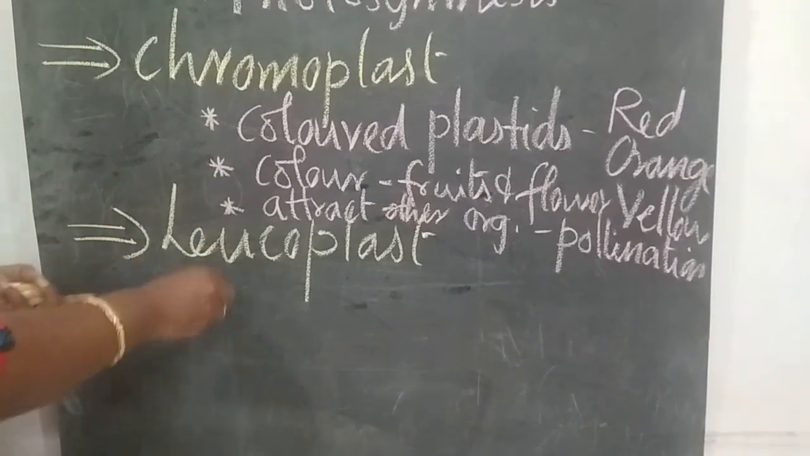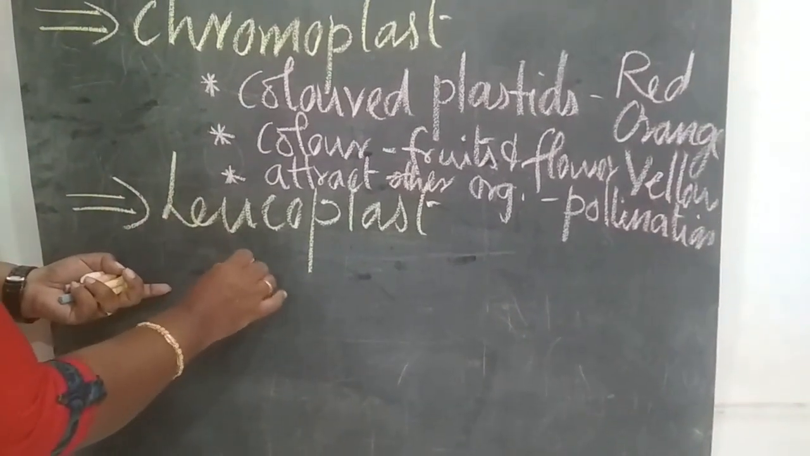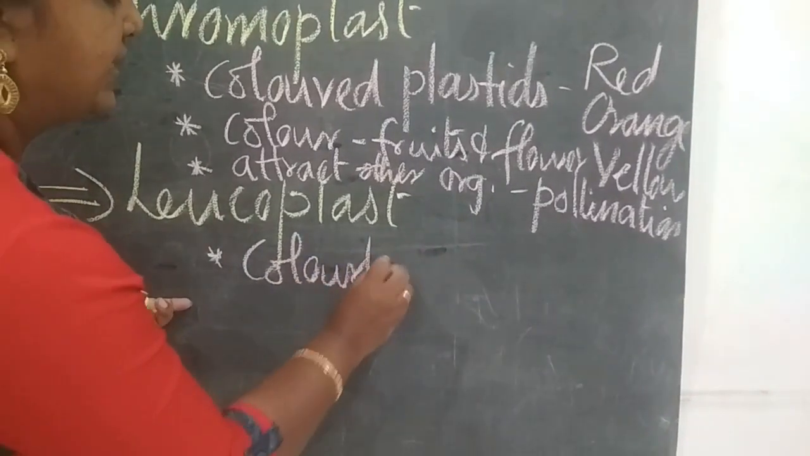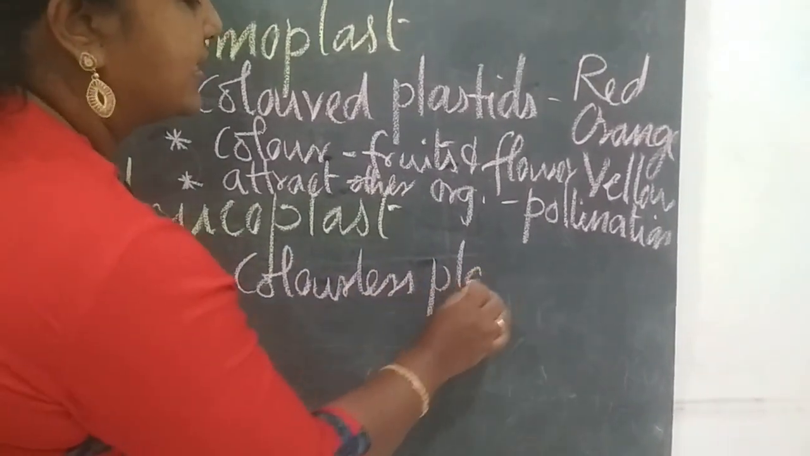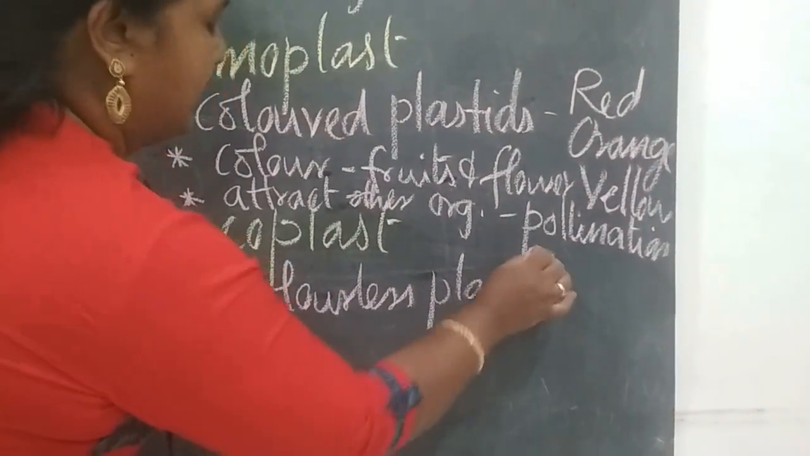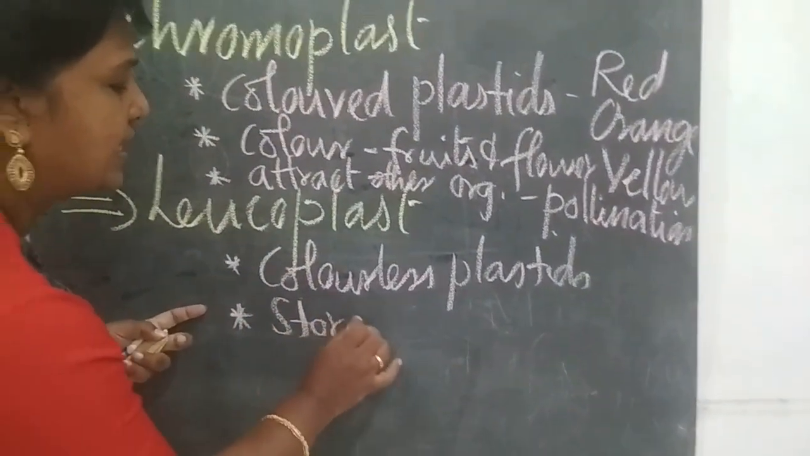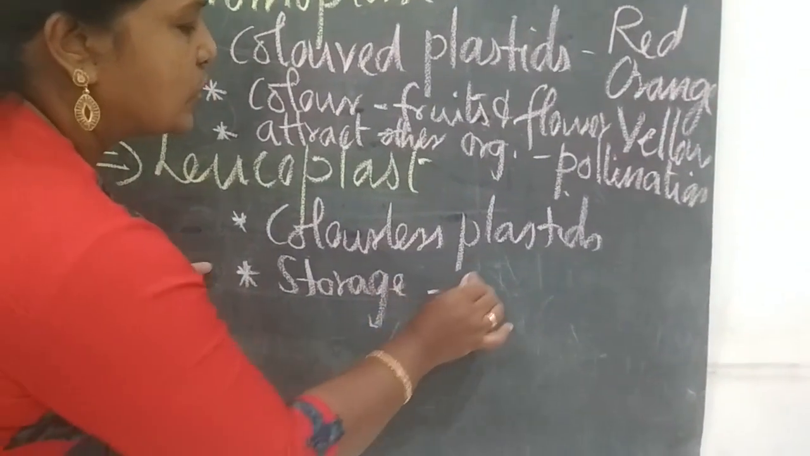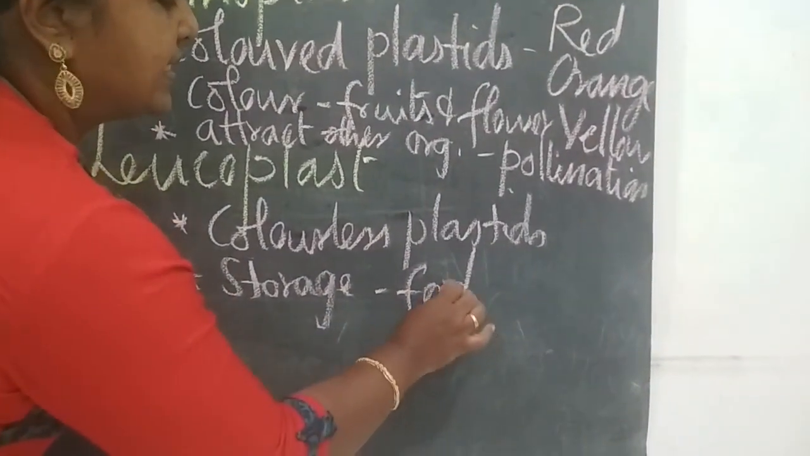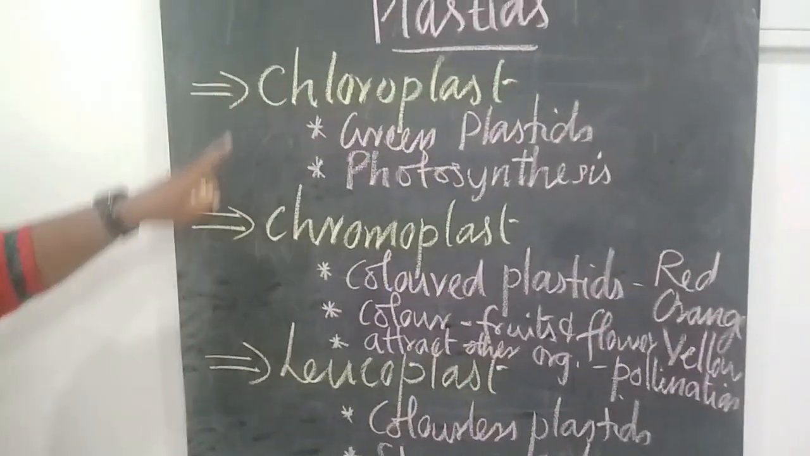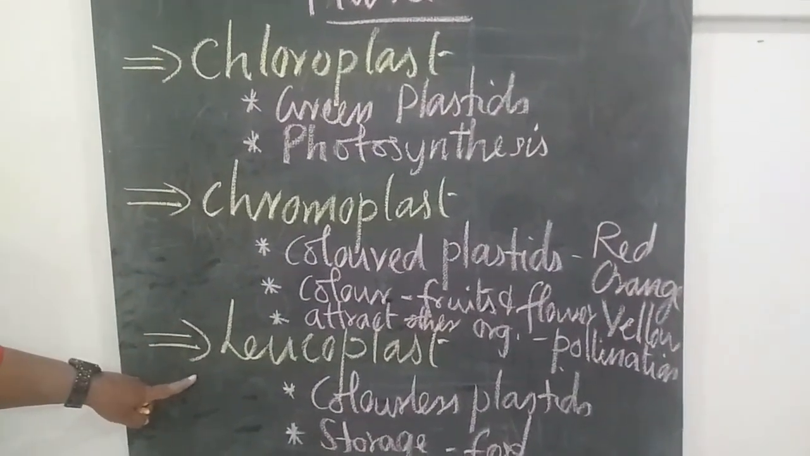Now leucoplast. Leucoplasts are the colorless plastids, and the function is storage of food materials. So plastids are of three types: chloroplast, chromoplast and leucoplast.